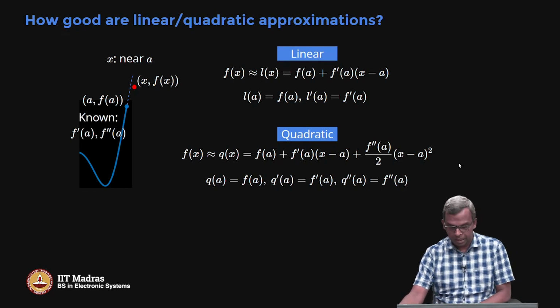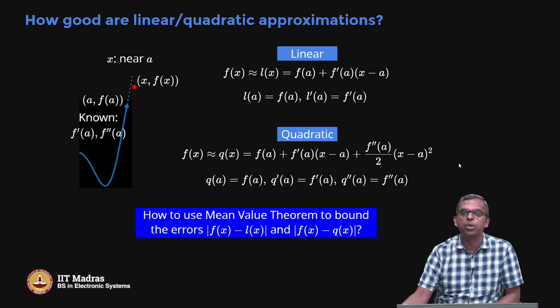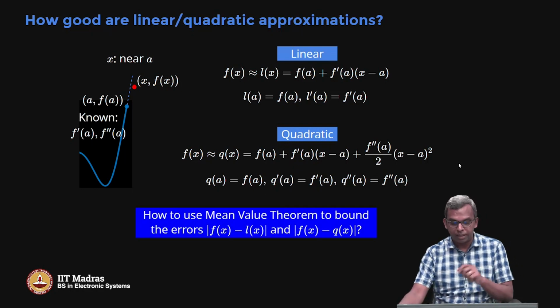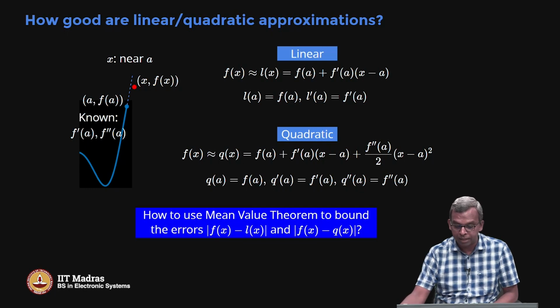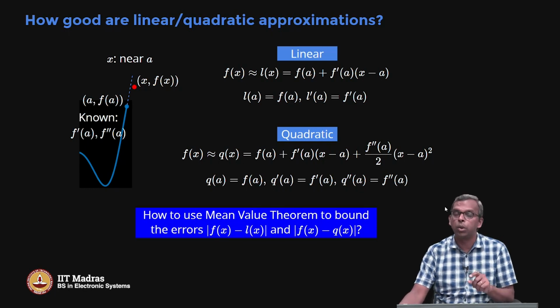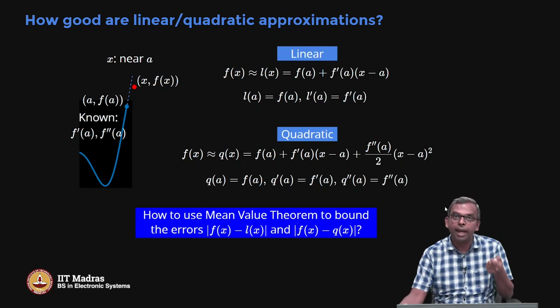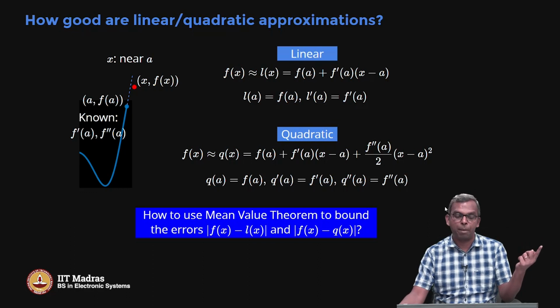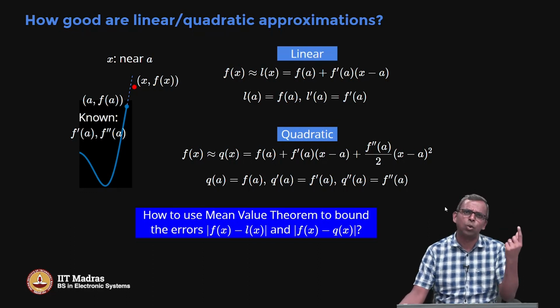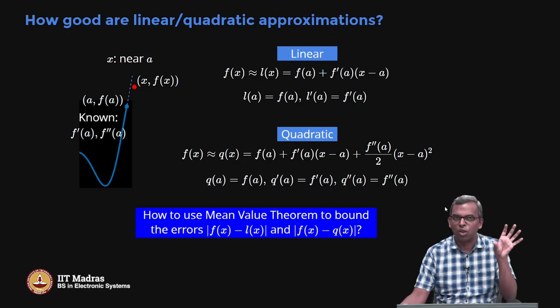But then, can I bound the error? How do you use mean value theorem to bound these errors, the error between f of x and L of x, f of x minus Q of x? If I can understand it, then I can predict, right? Based on what I know at a about the function f, its derivative, double derivative, I can predict what could possibly happen to the function somewhere a little bit away from a, which is not too far away, and the derivatives and all are small, right?